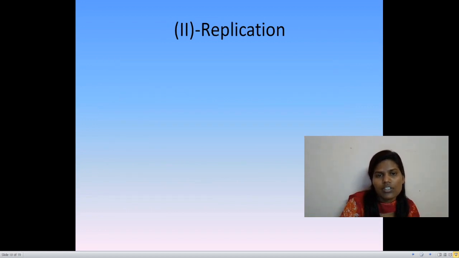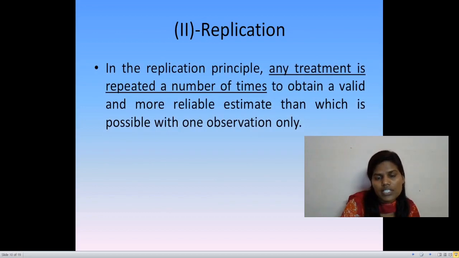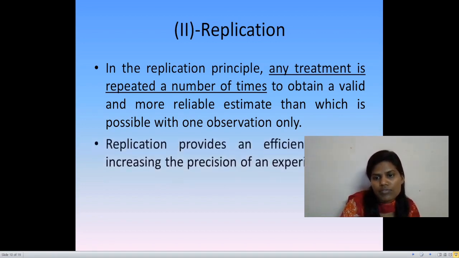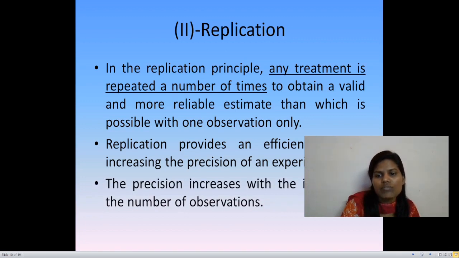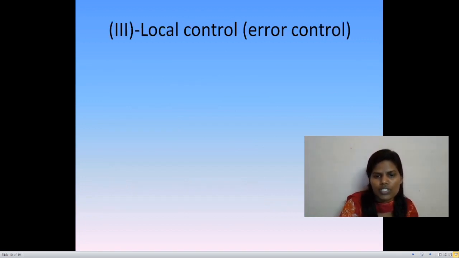Now, the second principle is replication. In the replication principle, any treatment is repeated a number of times. Replication means any treatment is repeated a number of times to obtain a valid and more reliable estimate than which is possible with one observation only. Replication provides an efficient way of increasing the precision of an experiment. The precision increases with the increase of number of observations.